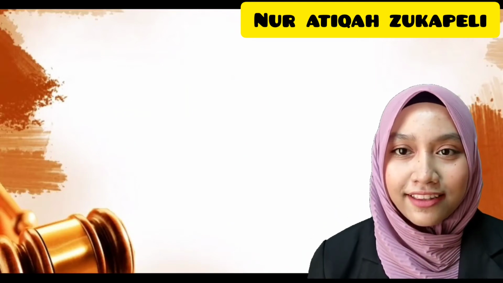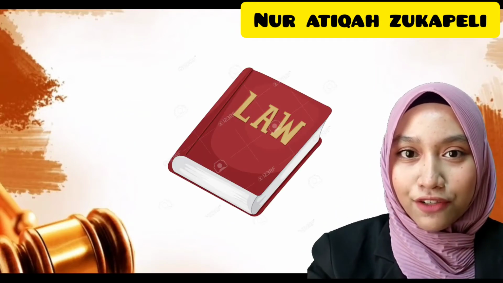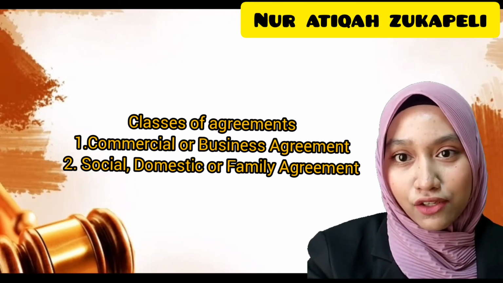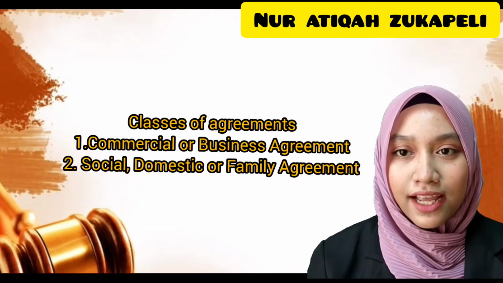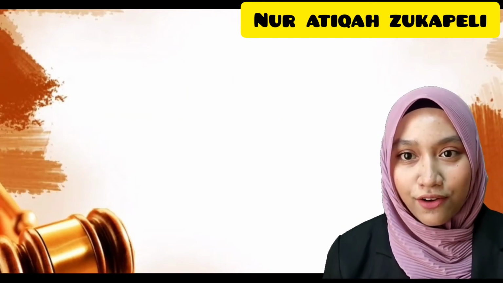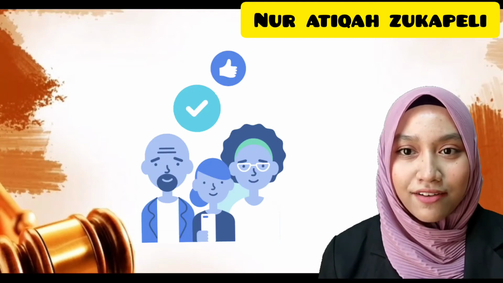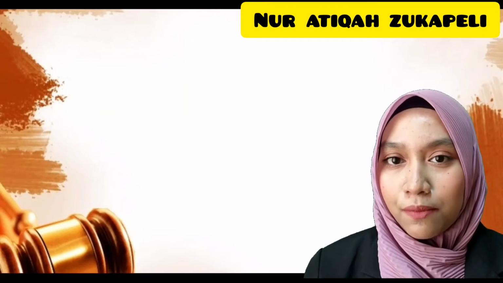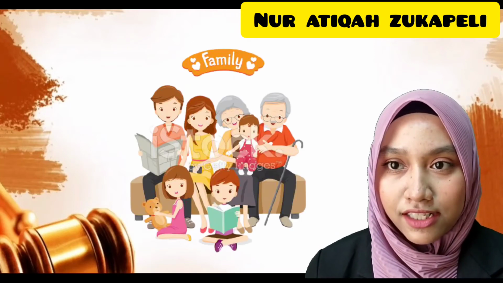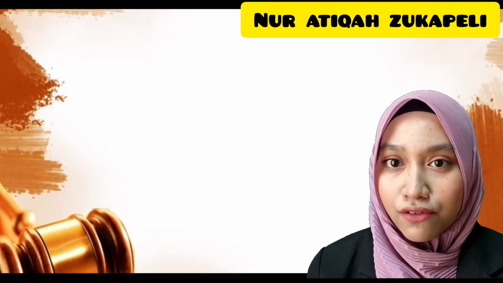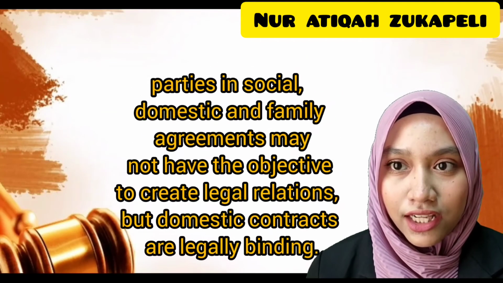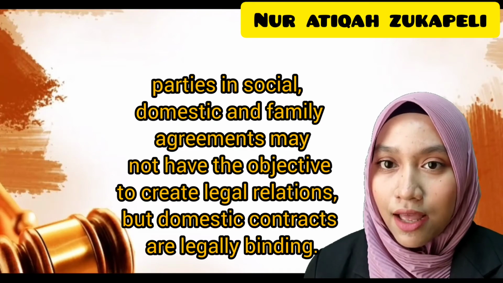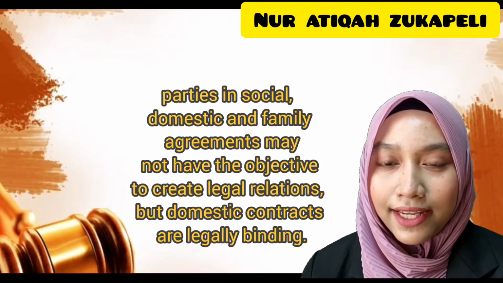To determine whether intention exists or not, the law divides agreements into two classes, which are commercial or business agreements and social and domestic or family agreements. But from this scenario, the agreement that is related is a family agreement. A domestic or family agreement is an agreement made between persons having a family relationship. In spite of the general rule of contract, parties in social, domestic and family agreements may not have the objective to create legal relations, but domestic contracts are legally binding.